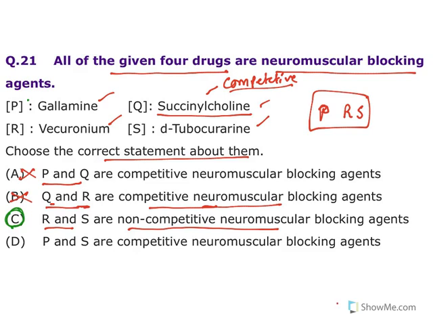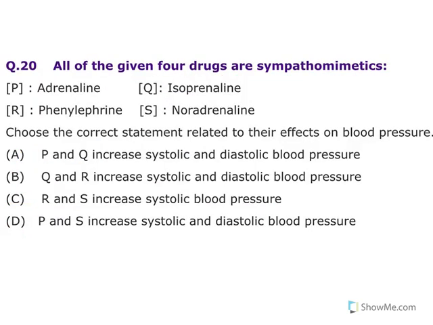But here, what does it say? The next option, P and S are competitive. No, they are non-competitive. So this is also wrong. So the only correct answer is R and S. Now you need to understand this. Except succinylcholine, all are non-competitive neuromuscular agents. Succinylcholine is the competitive one. And the right answer is R and S are non-competitive neuromuscular blocking agents. Moving to the next one.